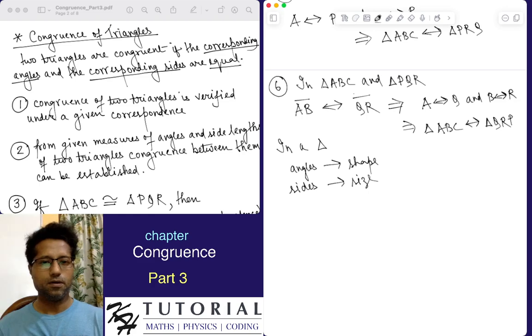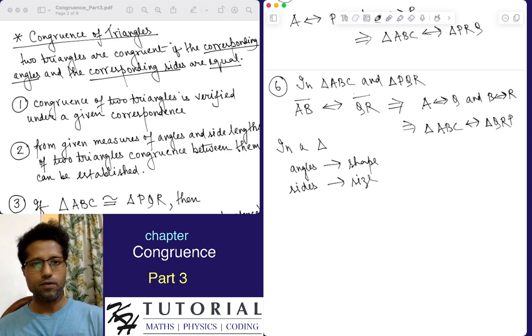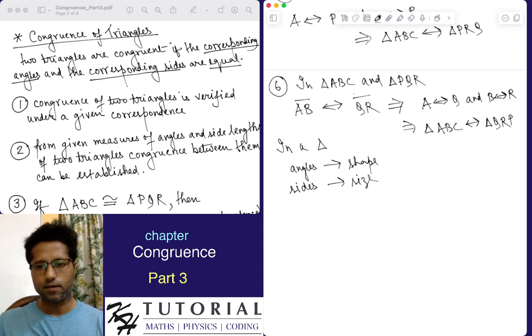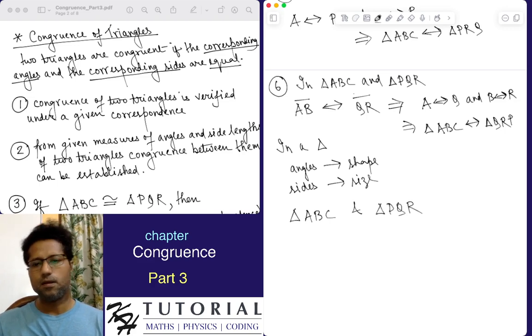Before going on to those four conditions, in the congruence of triangles notes, point number 1 says congruence of two triangles is verified under a given correspondence. You are given triangle ABC and triangle PQR, and you have to verify whether these two triangles are congruent or not. Definitely we will not do the method of superposing and verify that way. That is not possible. We have to prove it mathematically.